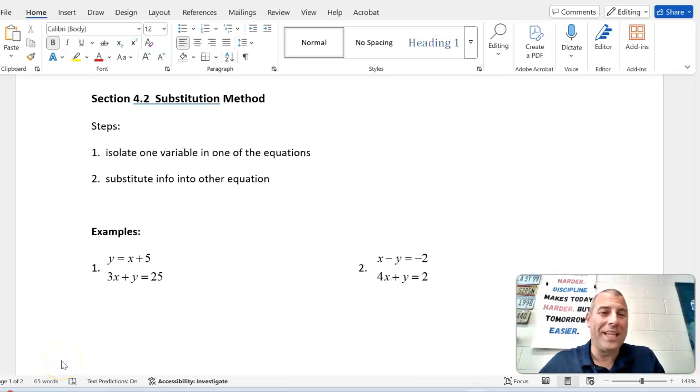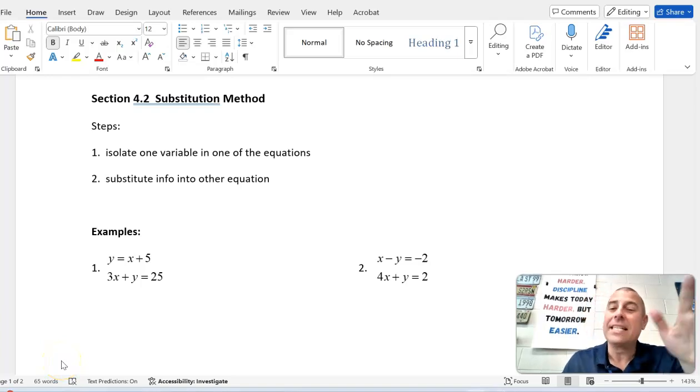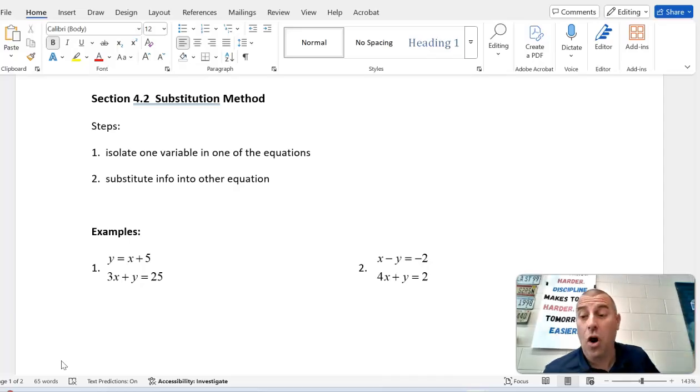Okay, so lesson number 2 here in unit 4, substitution method. We're still solving our systems of equations, and we refer to them as systems of equations because they are linear equations, and we've got 2 of them. So that's why they're called systems of equations. So the idea here is the substitution. Let's talk substitution first.